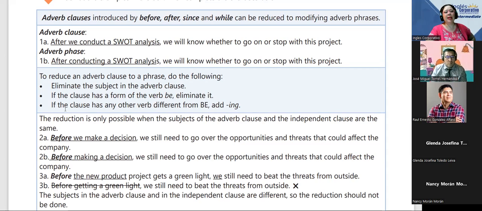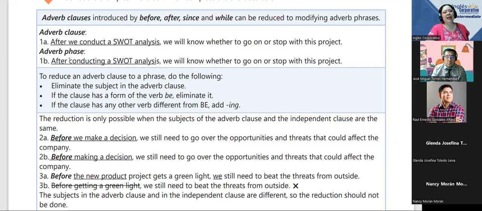Veamos cómo funcionaría entonces. The reduction is only possible when the subject of the adverb clause and the independent clause are the same. Esa es la condición, la única condición para convertir esta cláusula adverbial en una frase adverbial va a ser que tengamos el mismo sujeto en una y el mismo sujeto hace la otra acción. Porque si no, creamos confusión, ¿ok? Después vamos a decir, ajá, after conducting a SWOT analysis, porque es we, ¿verdad? After conducting a SWOT analysis, we will know. Ah, entonces se sobreentiende que el primer subject era we.